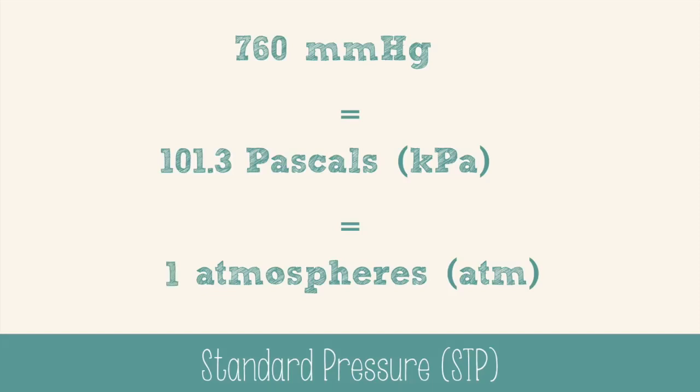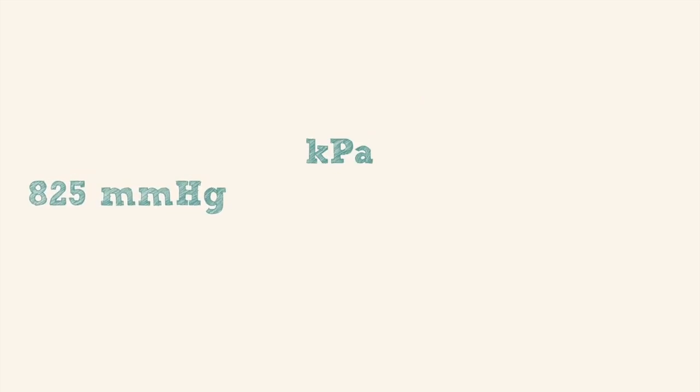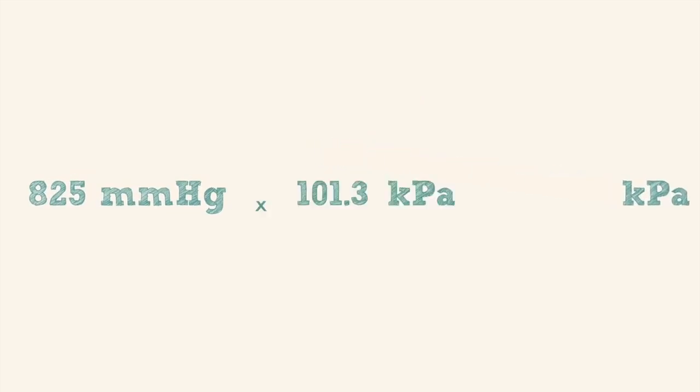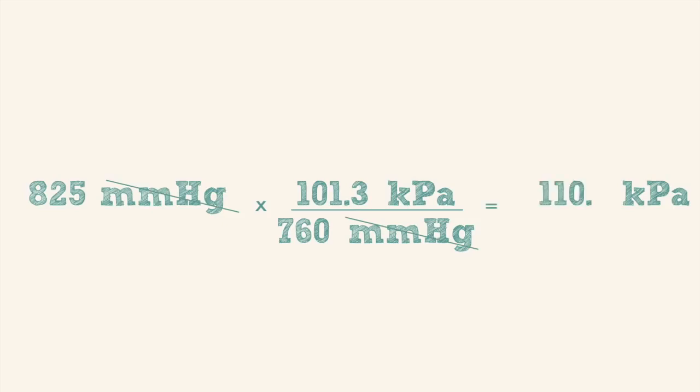So to convert between each of them, we need to use a little bit of dimensional analysis, and let's just try something. Let's say you had a pressure of 825 millimeters of mercury, but you need the units in kilopascals. Start with what you're given and put kilopascals as your answer units. Knowing that there are 101.3 kilopascals per 760 millimeters of mercury, you can set up a conversion factor. Cancel your units, do the math, and you get 110 kilopascals.